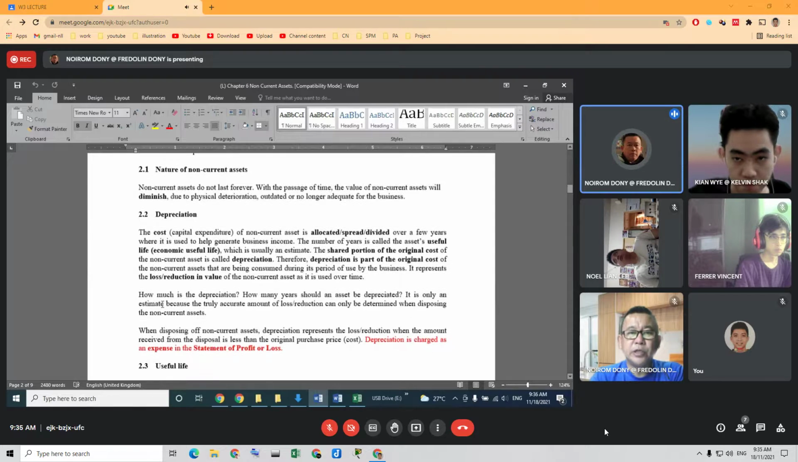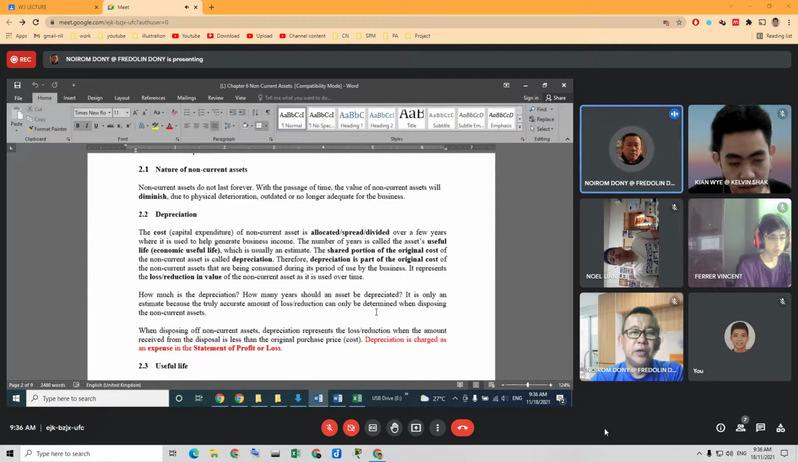So okay, how much is the depreciation? How many years should the asset be depreciated? It is only an estimate, because the truly accurate amount of the loss, the reduction, you can only determine after you actually dispose of the non-current asset. Then you will get the actual.